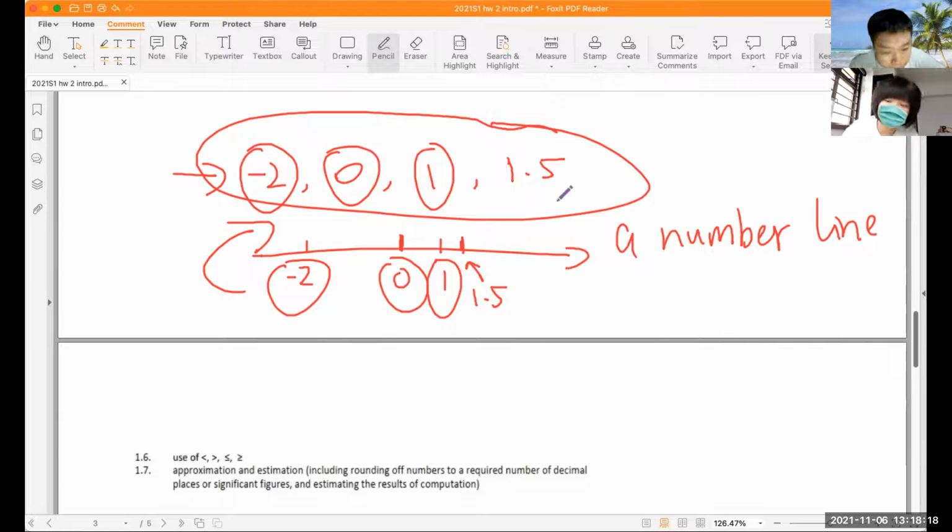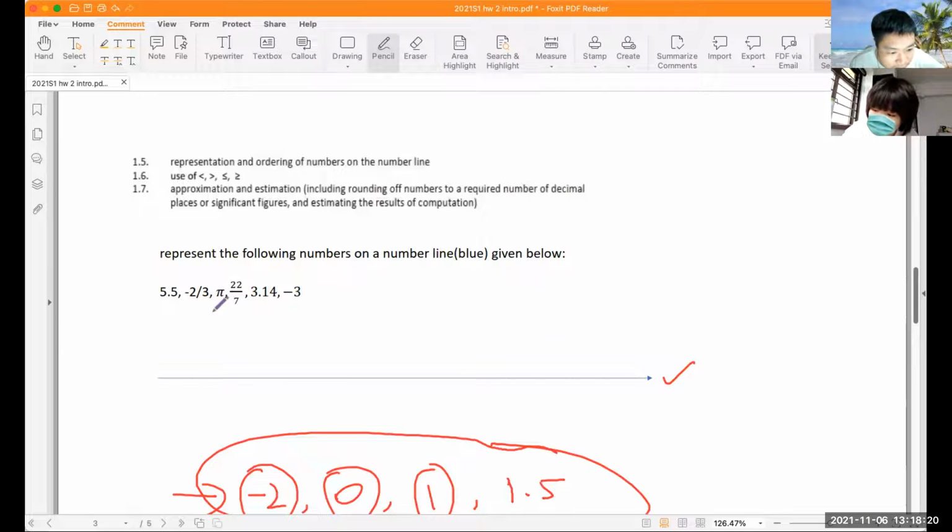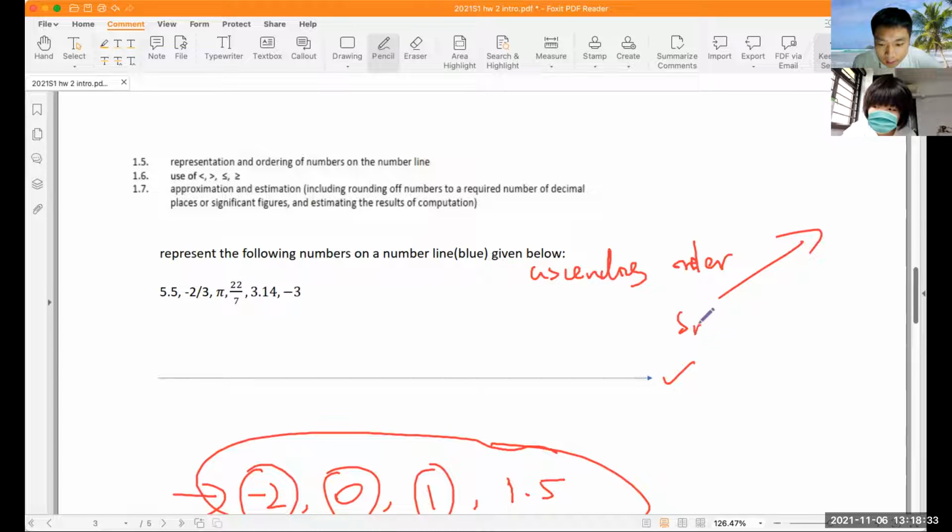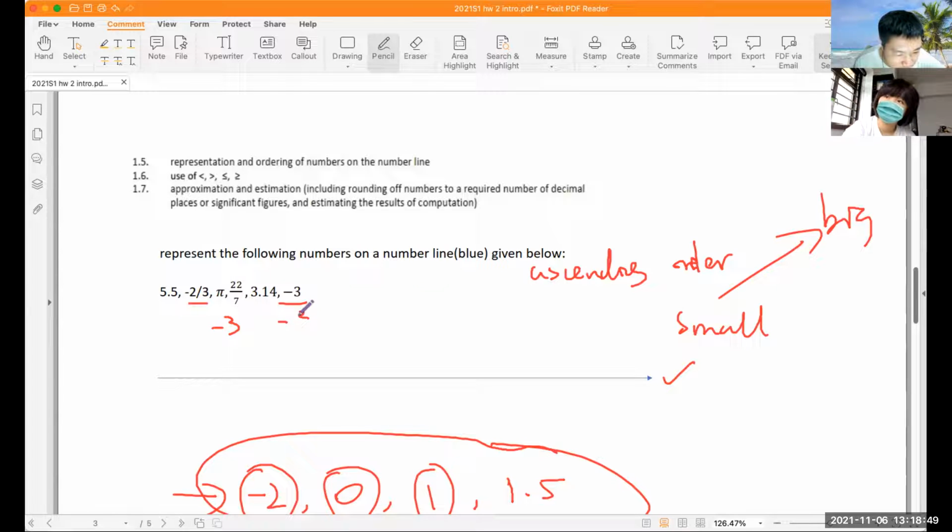For this question, what you need to do is arrange these numbers in ascending order. What's the meaning of ascending order? It means small to big. That's your first job: arrange them small to big first. The smallest I think is -3, so you put -3 here first. The next smallest I think is -2/3. And then you have 3.14.